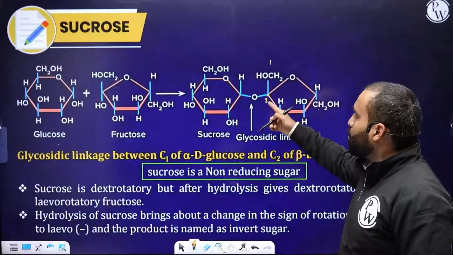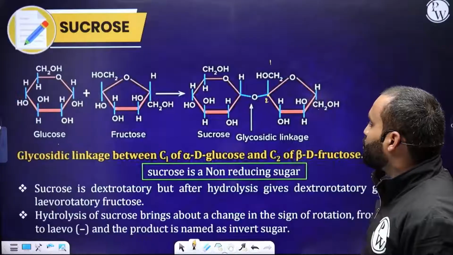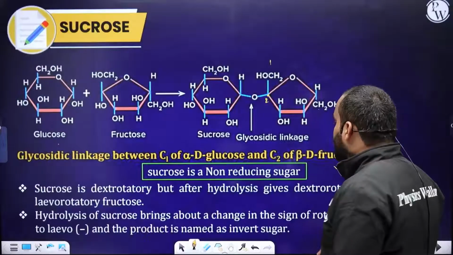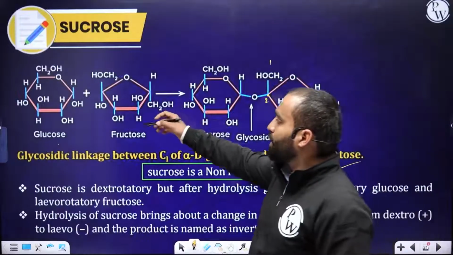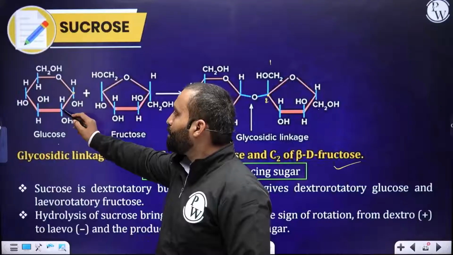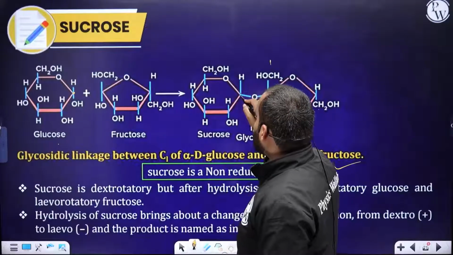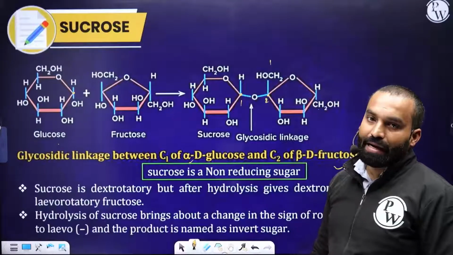So C2 of fructose is used. C2 of fructose is going to be used in the glycosidic linkage. This has to be beta D fructose C2 linkage. And for C1 linkage, this is carbon number 1 of glucose, carbon number 2, 3, 4, 5 and 6th carbon. This is carbon number 1 of the glucose unit. Which glucose is it? Alpha D glucose.